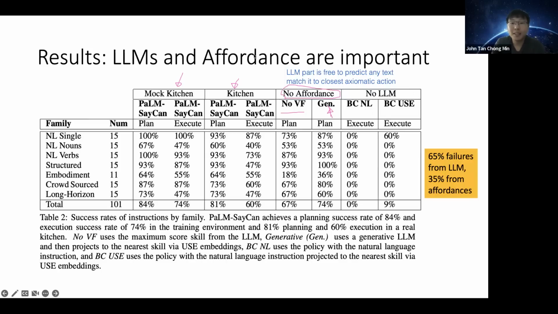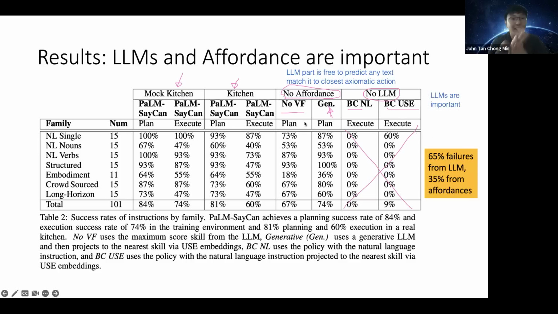Okay, then the last part is, of course, no LLM. I think we don't have to go through this because this is behavioral cloning with some form of high level mapping, using sentence embedding, something like that. Yeah, so this actually shows that all these kinds of approaches don't work. So we can just draw the conclusion for this last part: LLMs are important. Yeah, that's the conclusion we get from this last part of the table.